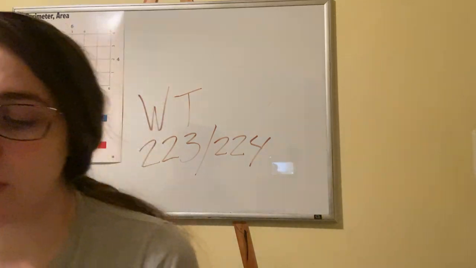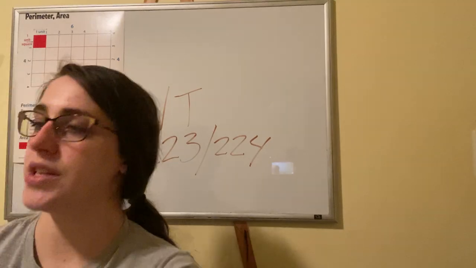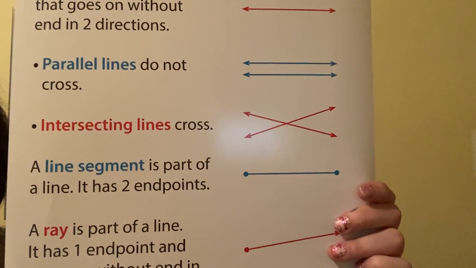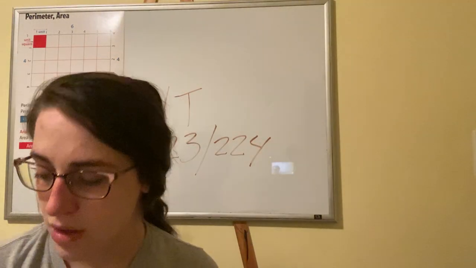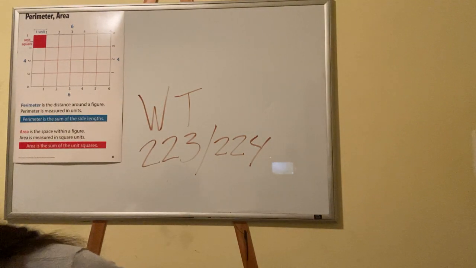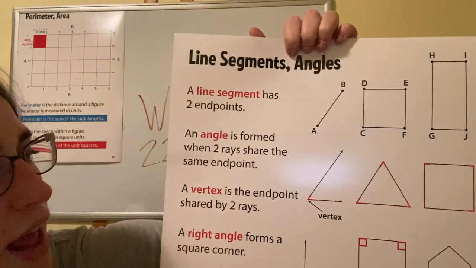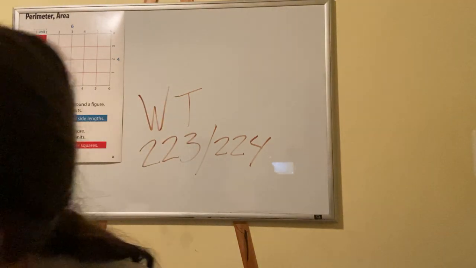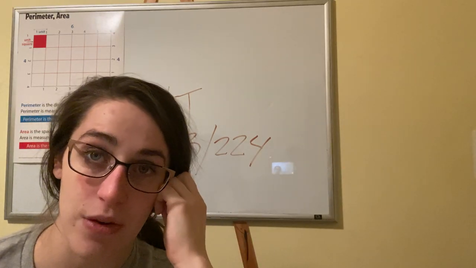Then down at the bottom, you have some review for lines. I know I didn't have this before. I had to draw them all on the board, but I've got this now, okay? A line, parallel lines, intersecting lines, line segment, and array, angle, okay? I'll show you this one too. Why not? Line segment, angle, vertex, right angle. Okay. So you have those, but also you can look back in your work text on other pages if you need some help figuring those out, okay?